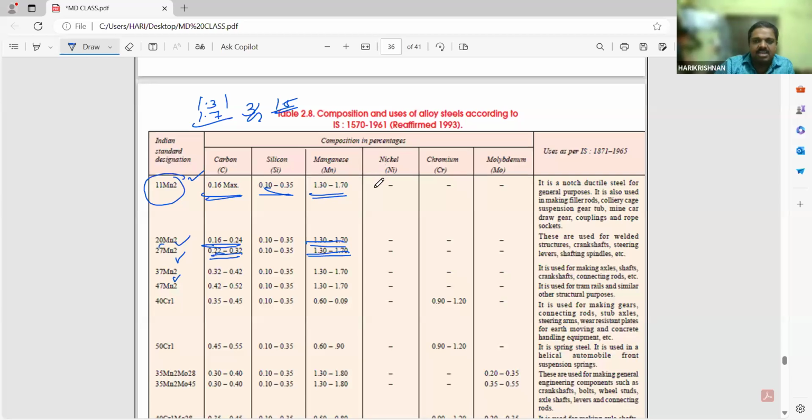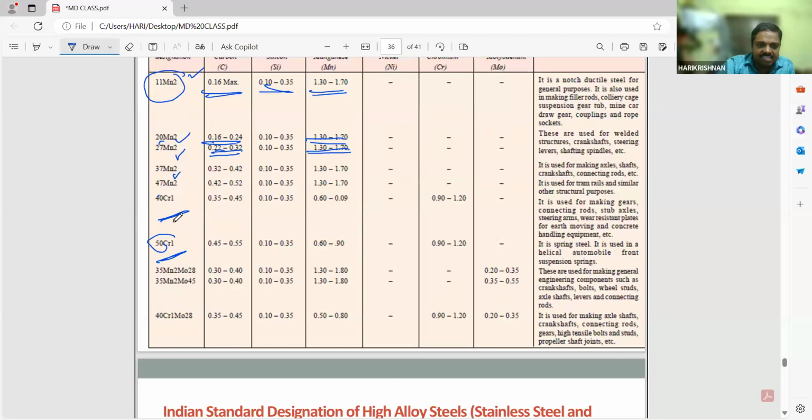So in alloy steel, whatever alloying component is there, if it is manganese, you will be representing it by its name. If chromium is there, Cr will be represented over here. That you can see, 40Cr1 means chromium content is represented. 50Cr1 means chromium is there. Okay. Here when you see, manganese Mn is also there, molybdenum Mo is also there. Okay. These are the two contents we have applied over here. Here manganese is there, molybdenum is there. Here chromium is there, molybdenum is there.